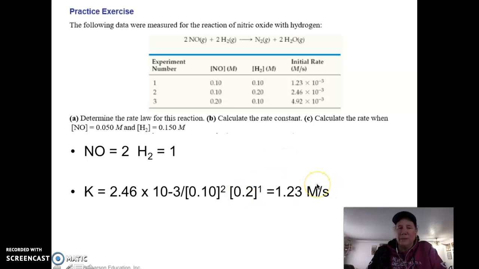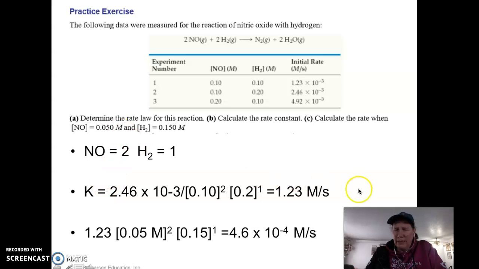Now I can use this number because they want me to change the concentration of this to 0.05 and the concentration of this to 1.5. And now I want to find the rate. So I take my rate constant that I just figured out, and then I multiply it by these. So I take my 1.23 that I just figured out. It says now I want it to be 0.05 to the second. And this one is going to be 0.1, and again, it's to the first, so it's just 0.15, sorry. When I multiply these all out, this is what I get. So now this is my new rate.